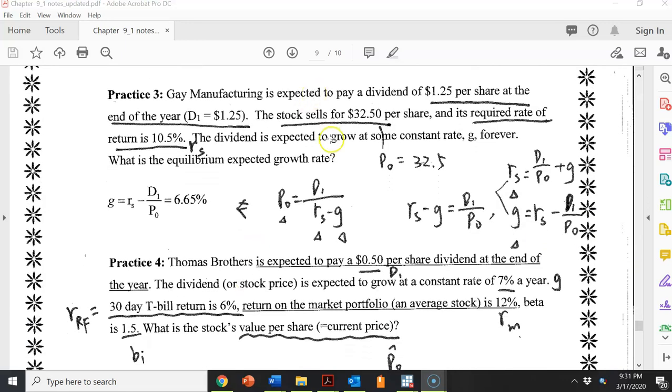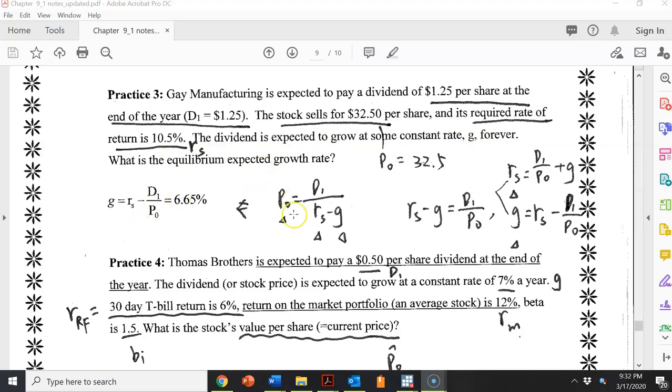Practice 3. This firm is expected to pay a dividend of 1.25 per share at the end of the year. Again, it's D1 because it's at the end of the year. Stock price is 32.5, P0. Required rate of return, RS, is 10.5%. Dividends are growing at a constant rate G. What is the growth rate? So we're looking for G this time.